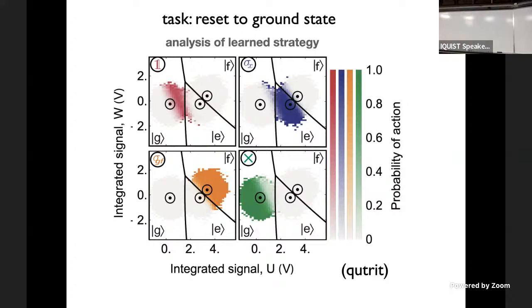Yes, please. Yeah, so here the actions are really things like a pulse that would take me from the E to the G. And of course, admittedly, this pulse has been calibrated. Or a pulse that takes me from F to G. Yeah, these are the actions.